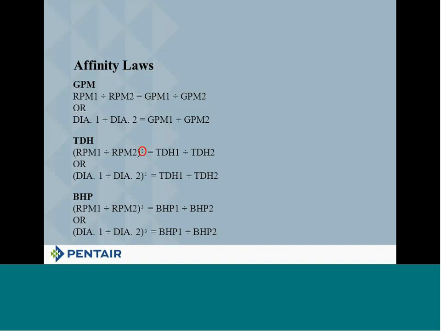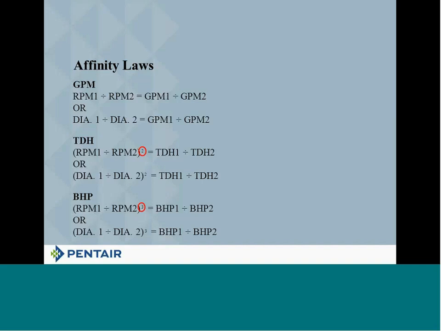You can work it the other direction, although I am going to caution you that that can be a little difficult, because now I take TDH1 divided by TDH2 and I find the square root of it before I can multiply that by RPM1. But that's still easy compared to brake horsepower, and that's because brake horsepower is changed by the cube of the difference, the cube of the difference.